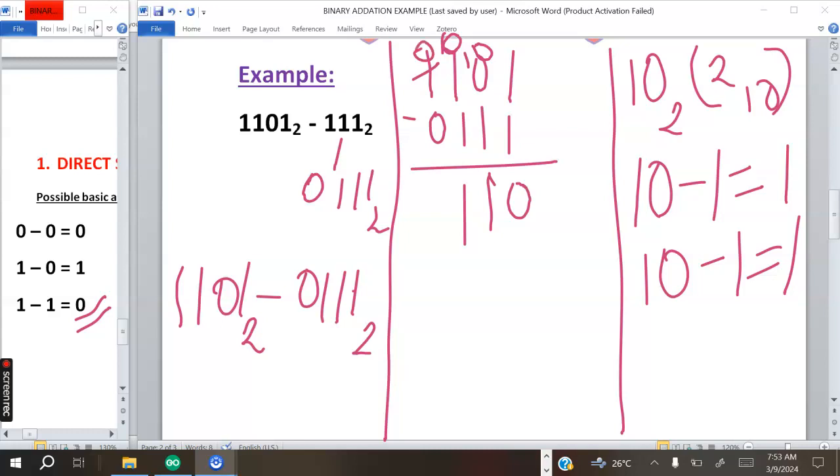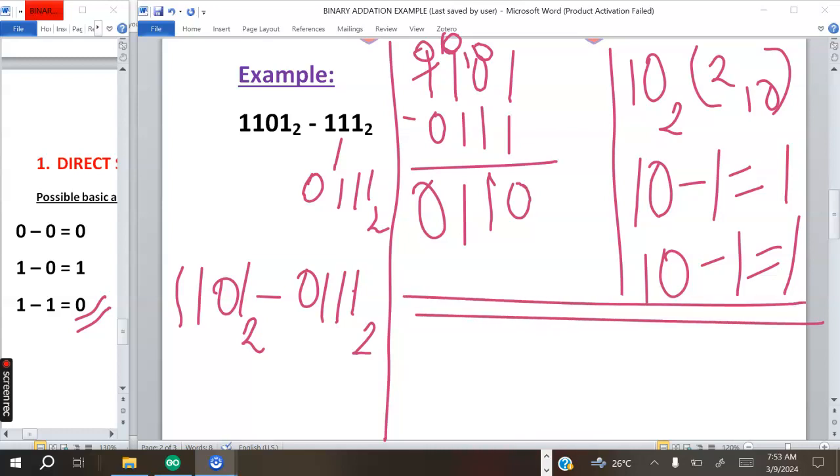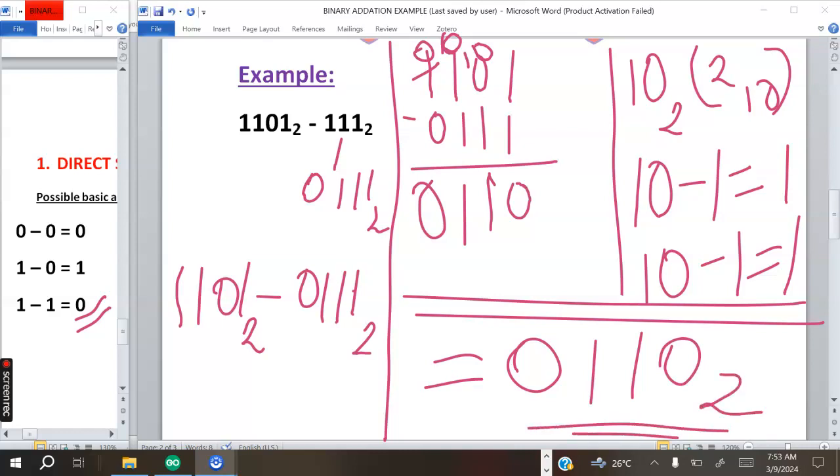Now this one takes us to the rule: 0 minus 0 is equal to 0. Since we borrowed the 1, it remains with the 0. Therefore, we have this 0 minus the 0, we get 0. Therefore, the answer that you're supposed to give to your lecturer is 0, 1, 1, 0 base 2. So this is the final answer for our case.